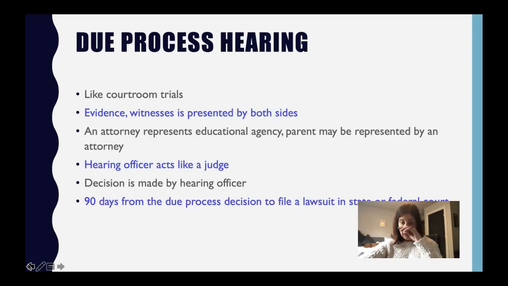So due process hearings can be really, really stressful. Again, they can take a really long time and resources. It's like a courtroom trial. It's very formal. Different people come in to be witnesses to present both sides. Typically, an attorney represents the educational agency, and the parent can be represented by an attorney, or they can represent themselves. And then there's a hearing officer that acts as a judge, and the decision is ultimately made by that hearing officer. You then have 90 days from the due process decision to file a lawsuit in state or federal court. So if you don't agree with the decision of the hearing officer, you can appeal and proceed ahead.